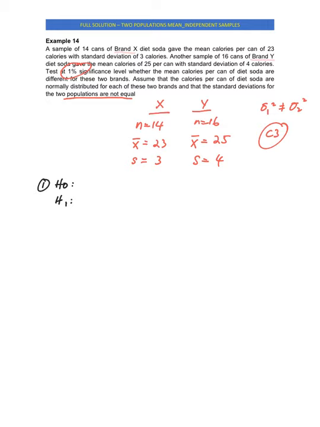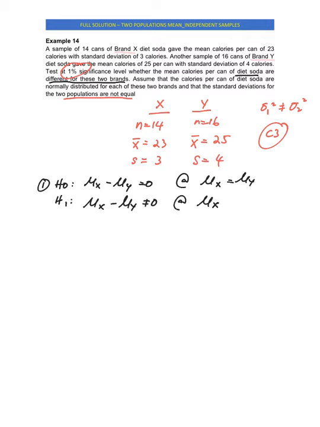whether mean calorie of diet soda are different of these two brand. Maksudnya ada beza ke tak? So we can make our H0 is mu X minus mu Y equals to 0, or mu X minus mu Y not equals to 0. Okay, ataupun actually you can make like this, mu X equals to mu Y. This one, mu X not equal mu Y. Okay, so this one is two-tailed test.